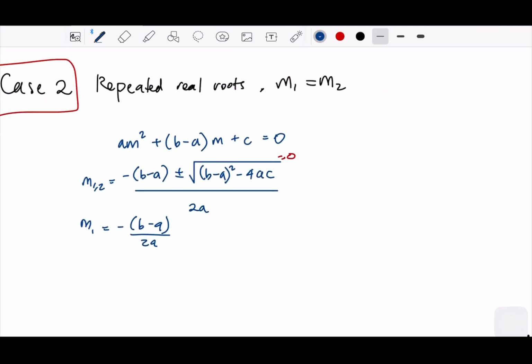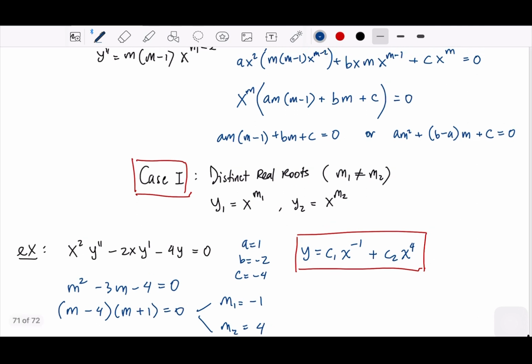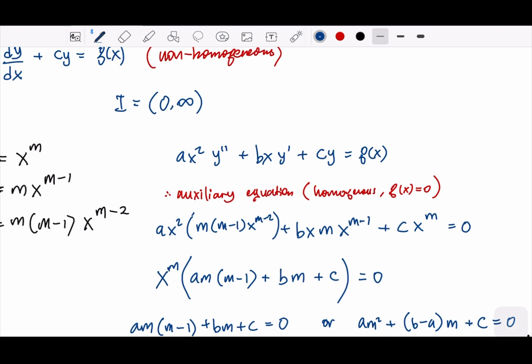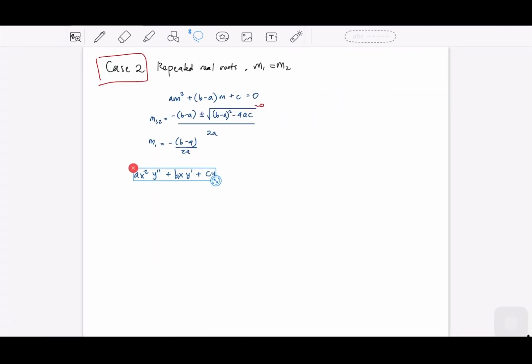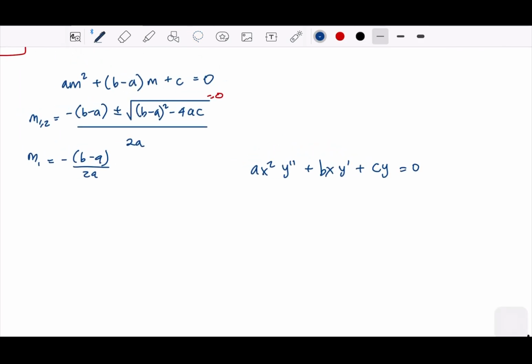Let me write again the Cauchy-Euler, or let me copy from here. Where's the standard one? This one. Let me write here the standard. We can rewrite this by multiplying with 1 over ax squared. So y double prime plus b over ax y prime plus c over ax squared y. Let me write the standard second order.